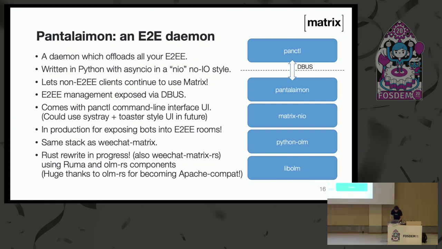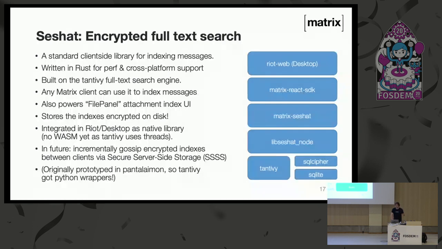So that's Pantalaimon. So that's one of the big missing ingredients. Now done. It's stable. We use it in production. Lots of random bots in encrypted rooms, particularly for managing the matrix.org homeserver, where we want to pull in a bot, we just wedge it through Pantalaimon so it can be in the encrypted room.